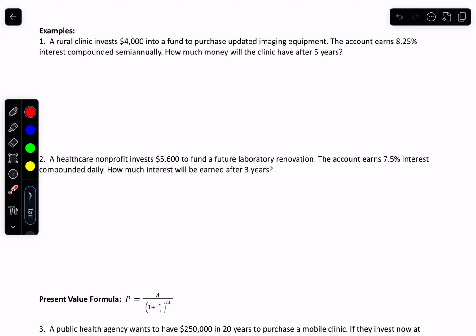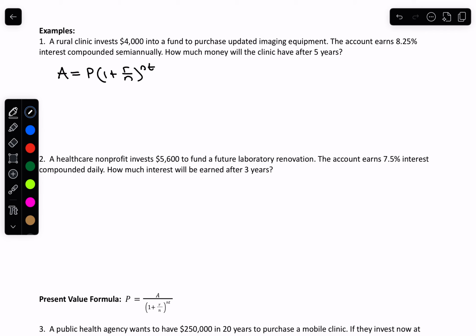So number one, a rural clinic invests $4,000 into a fund to purchase updated imaging equipment. The account earns 8.25% interest compounded semi-annually. How much money will the clinic have after 5 years? When you read this problem, the first thing you should do, quite honestly, is just jot down the formula. So we're trying to plug into A equals P times (1 plus r over n) to the power nt.